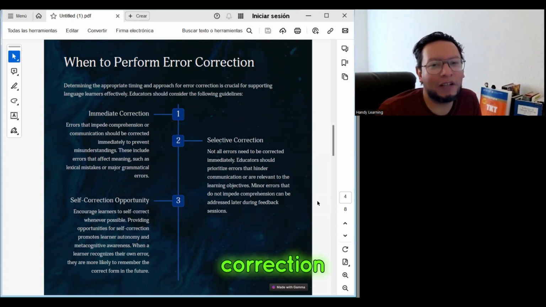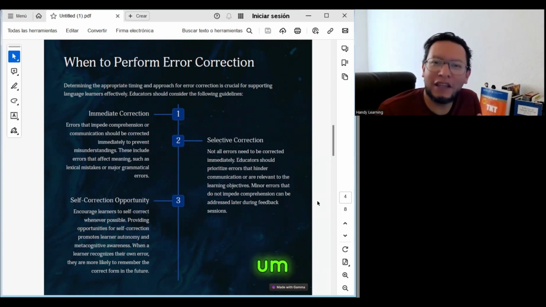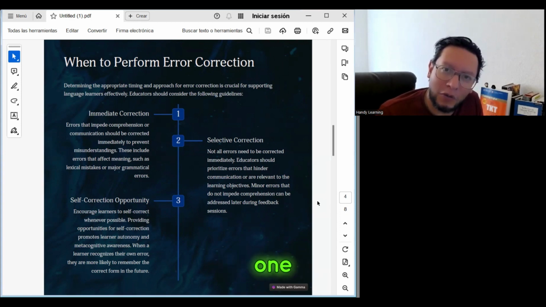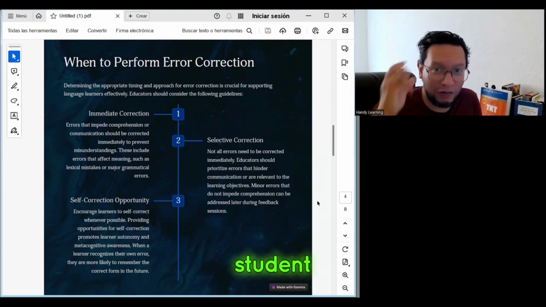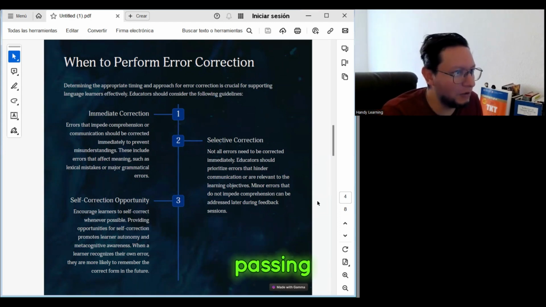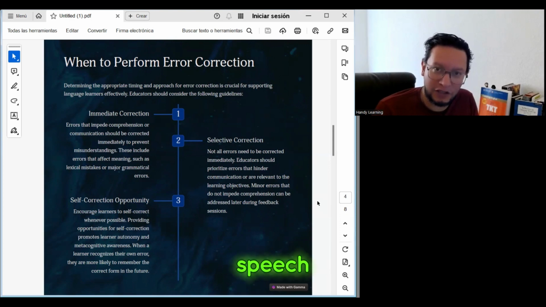When to do immediate correction? Well, it could be when you are one-on-one, when students are working in teams, because you are monitoring and you pass and you can be one-on-one with the student. And that way you do not disconcentrate the student from what he was trying to produce in his mind, but you are just intervening at the correct moment. But if you have a student going to the front and giving a speech, you do not do immediate correction.